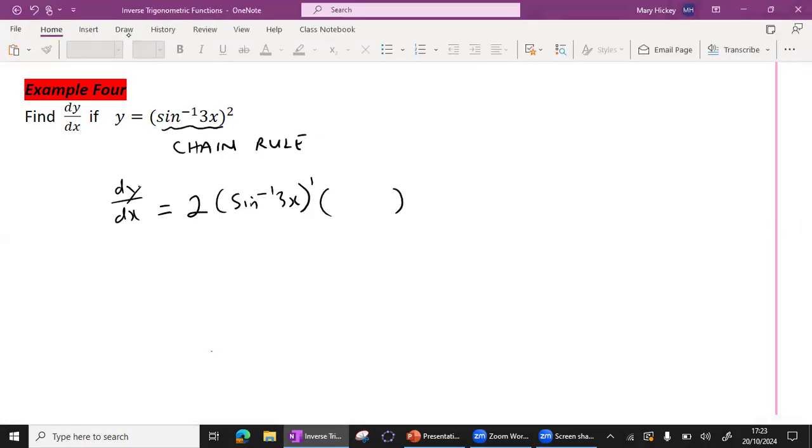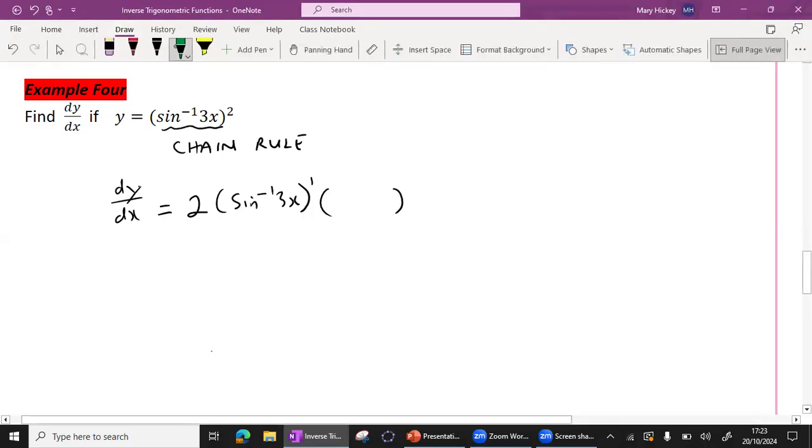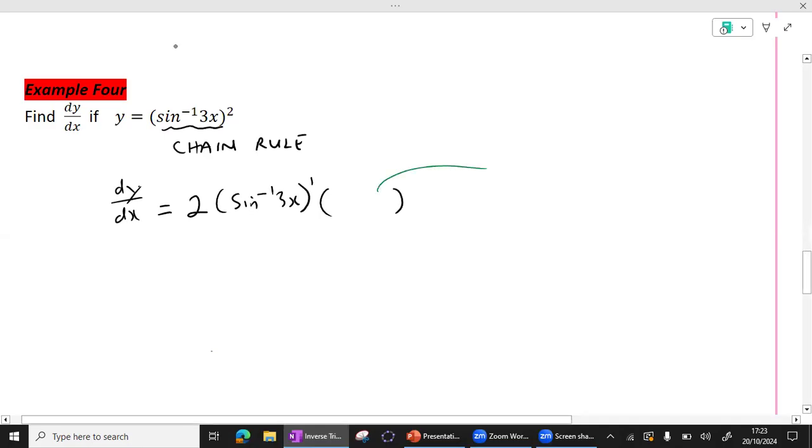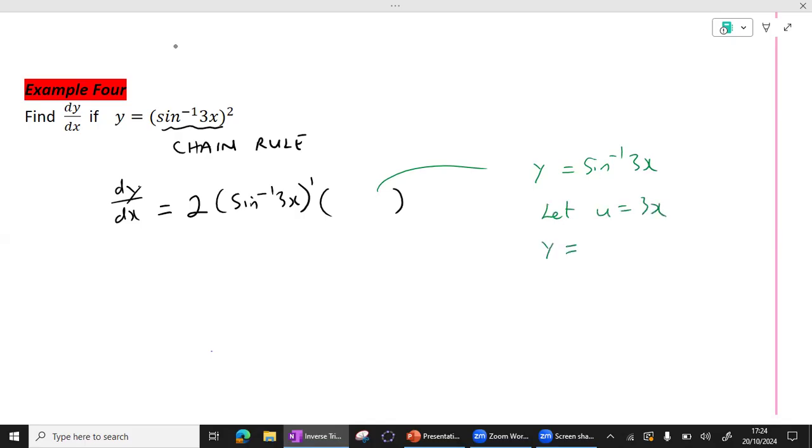At this stage, I'm going to change the color of my pen because I need to do some extra work on this. So I'm going to begin the question as if this was the only question I had. I'm going to let u is equal to 3x. So I'm actually forgetting really what's over there in the black for the moment, and I'm treating this as a completely separate question.